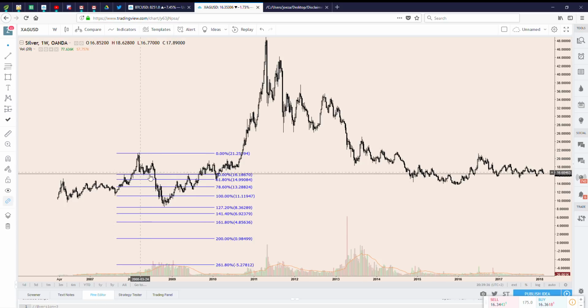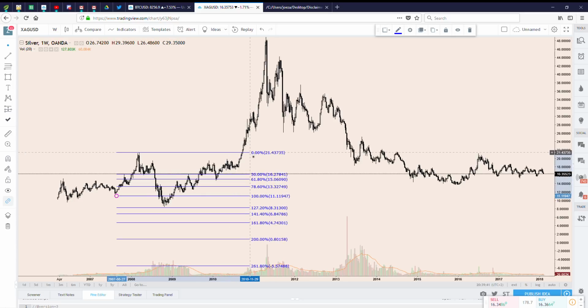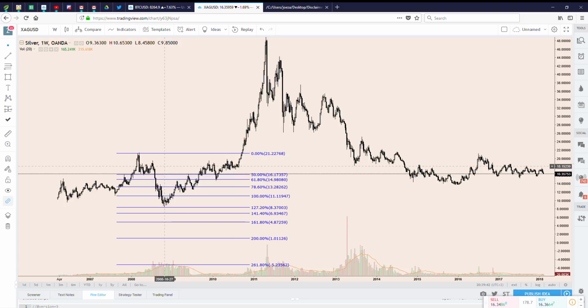Now you're trying to find an entry. Let me just get these out of the way so that you guys can see them a little bit better. So it did bounce off the 50, right? And then it didn't bounce at the 61. Immediately when price doesn't bounce off of the 61, that's when you kind of know you're headed for a bear market, right?